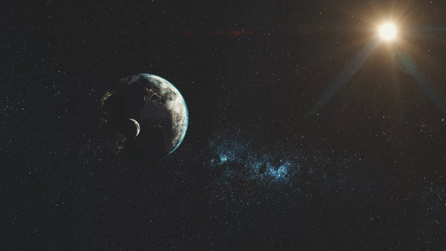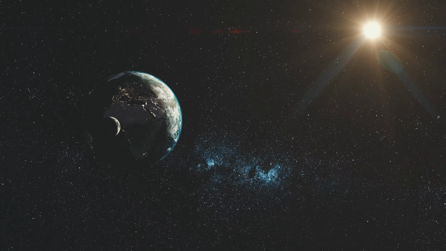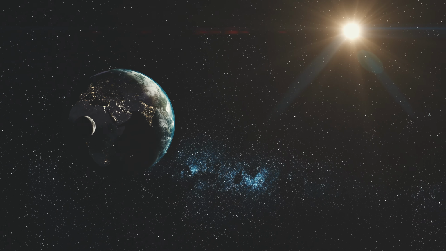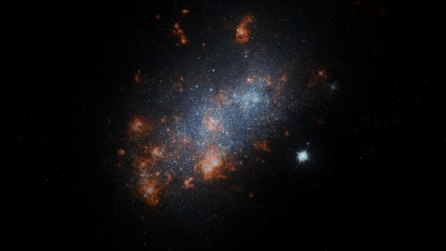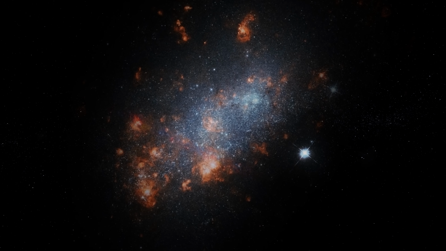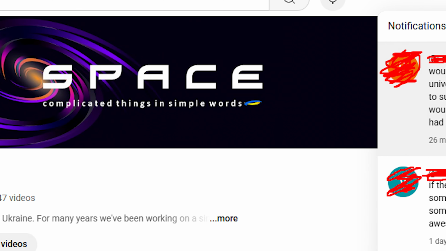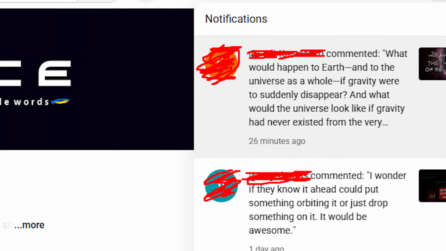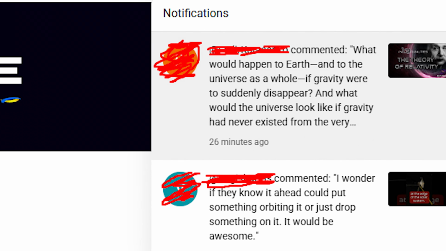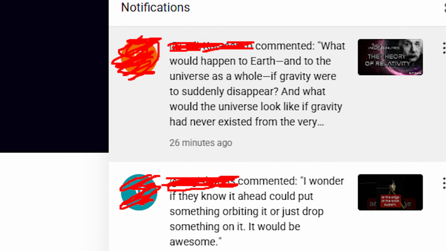Here's the thing. Gravity doesn't just hold planetary systems and galaxies together. It's also responsible for the formation of planets and stars, and it keeps them stable. Since the subscriber's question has two parts, and the answers are closely connected, let's start with what our universe would look like if it had no gravity at all.